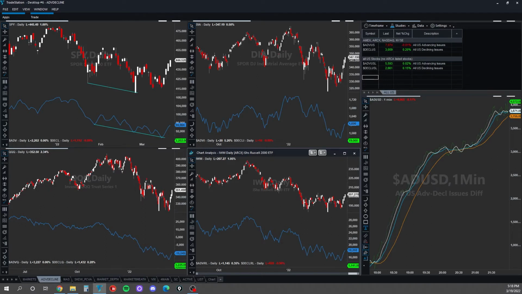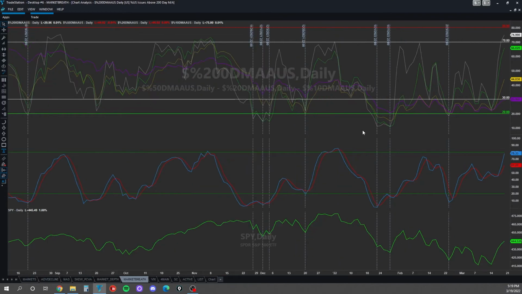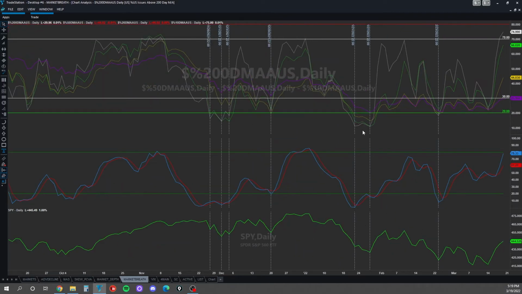Now let's look at the stocks above key moving averages. I know this chart is very complicated to look at, but there are just a few key takeaways that we need to focus on, and this is what I'm actually looking at as well. Notice that every single time in recent times, starting from October '21, then November '21, December, and then January, February and March.